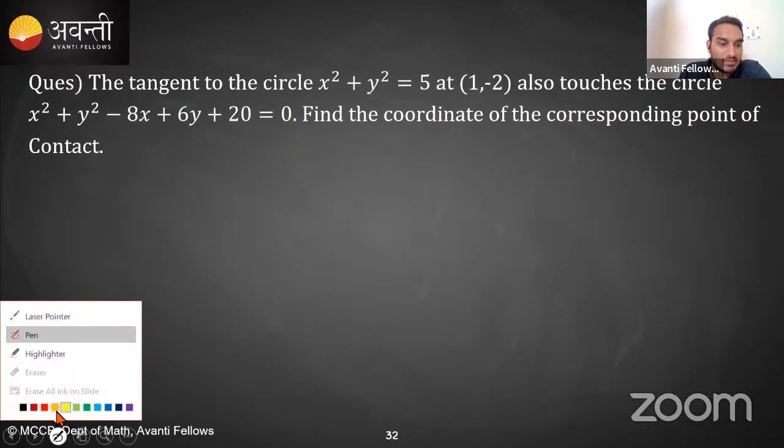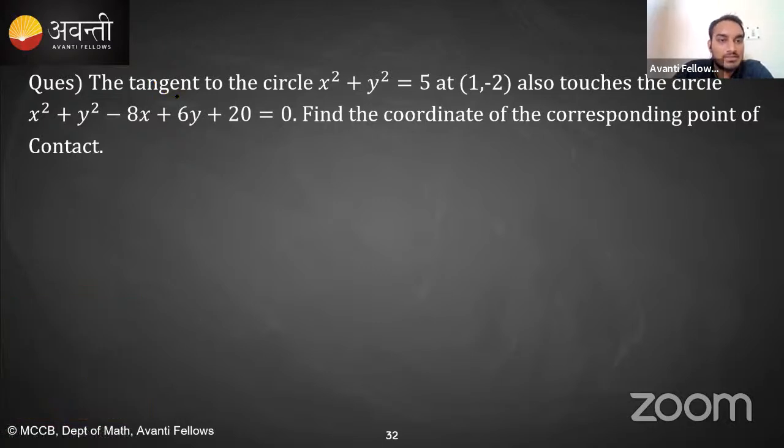This question is saying that the tangent to the circle x square plus y square equal to 5 at this point also touches this circle. Find the coordinates of the corresponding point of contact. It means, first of all, (1, -2) is clearly lying on the circle x square plus y square equal to 5, right?